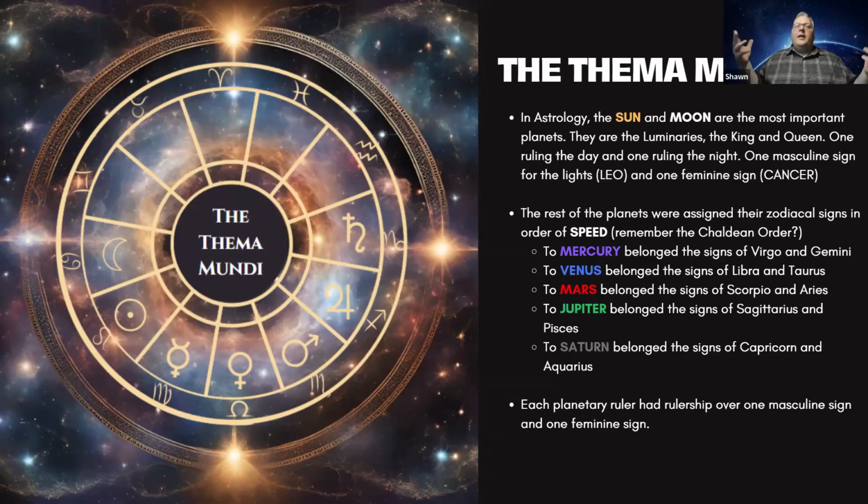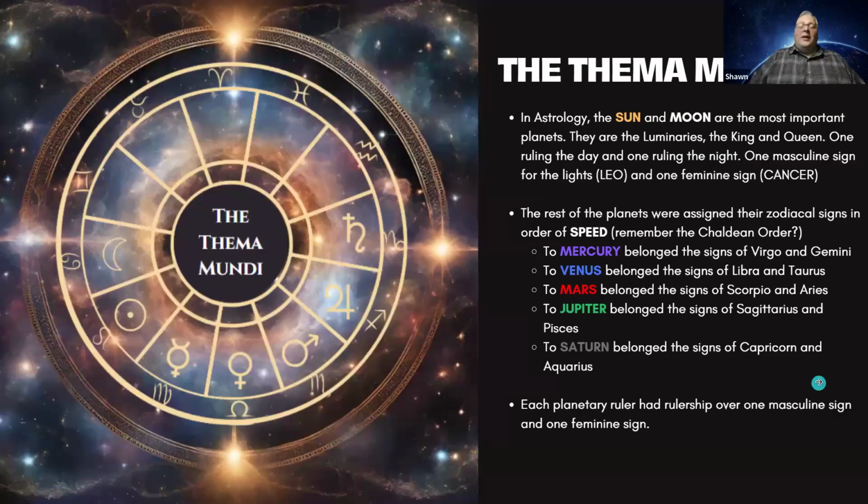Now, you might ask, well, why didn't the sun and the moon have each a sign to rule? Or two signs to rule. Well, it's because they were considered the two luminaries. And so, because the moon had no light of her own, she was the feminine representation of the light. The sun was the masculine representation of the light. And together they ruled the two signs, and that's how we now have the 12 signs of the zodiac.